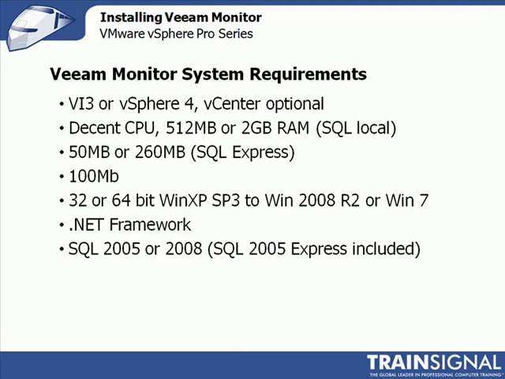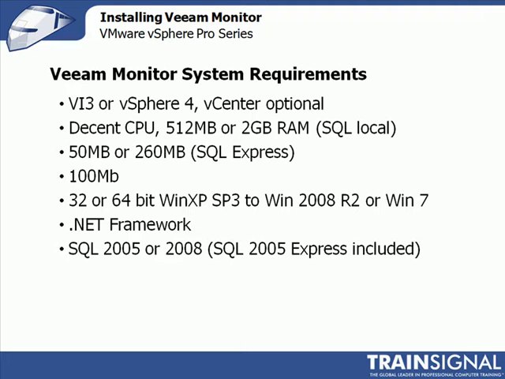The minimum disk requirements are 50 megabytes or 260 megabytes if you're running SQL Express local. And again, you're going to want a lot more room than that in the real world. And then your 100 megabyte is the minimum NIC connection. You'll need a 32 or 64-bit Windows operating system, starting with Windows XP Service Pack 3, all the way up to the latest and greatest Windows 2008 R2 or Windows 7.